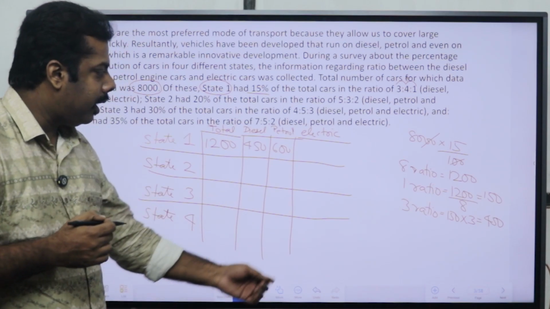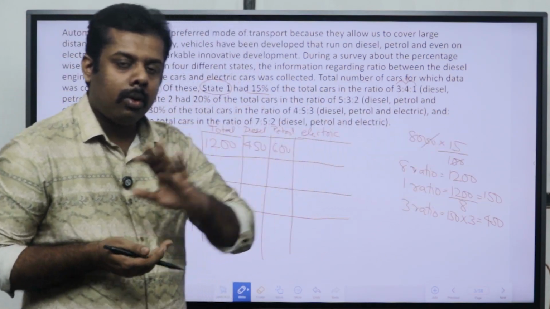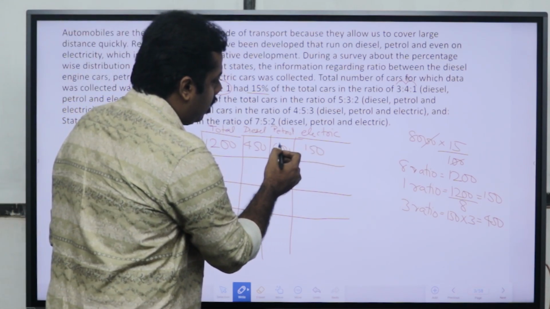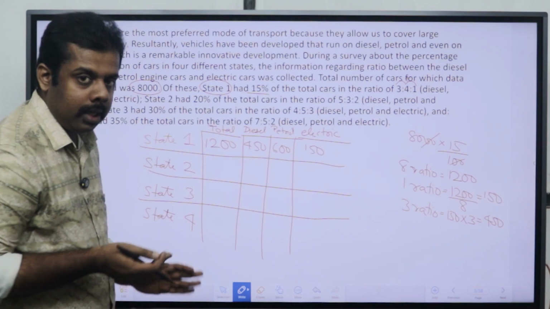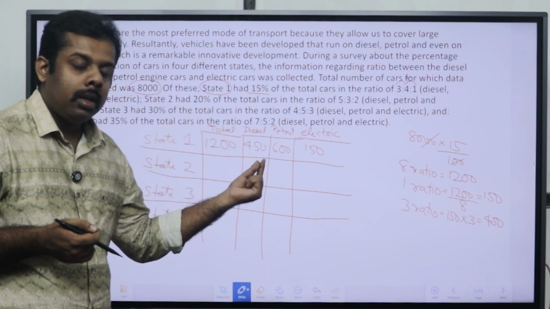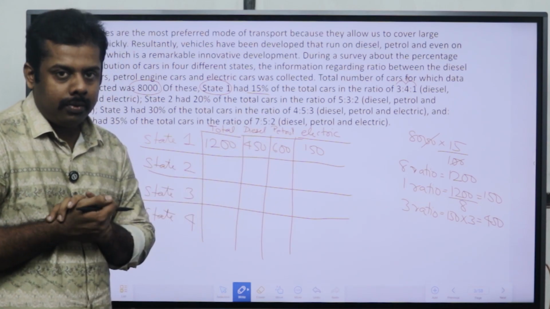Okay. Now we know electric cars are 1 ratio here. So 1 ratio we already found out in the first part, so 150 will be coming. Okay. So we have got the data for state A. That means they have a total of 1,200 cars. In that 450 are diesel, 600 are petrol and 150 is electric.